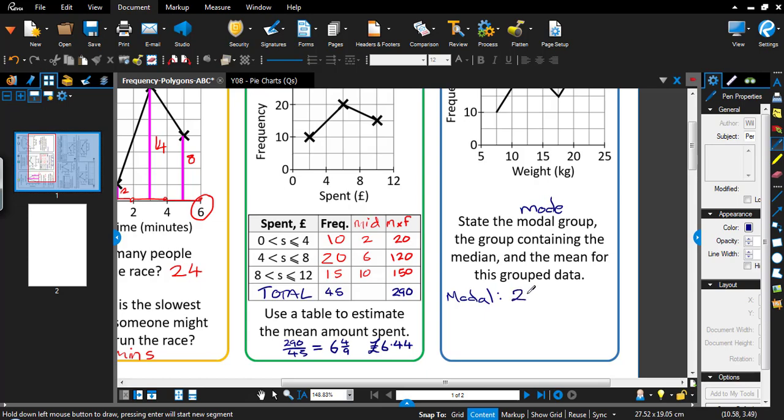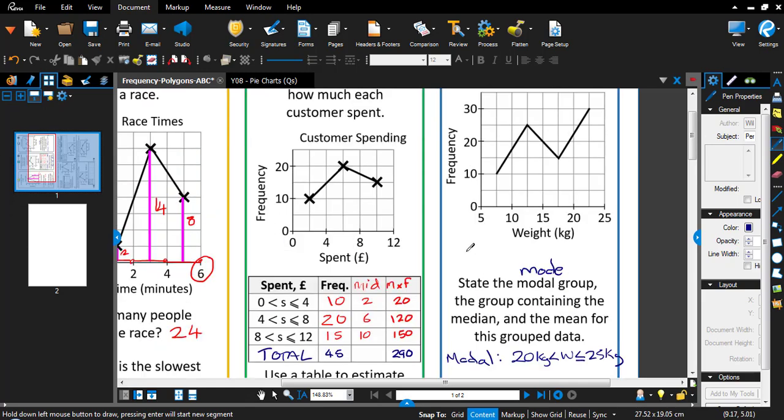So we can say 20, I guess we should put in kilograms, less than, well, we just call it W for weight, less than or equal to 25 kilograms. So it's strictly less than here, and less than or equal to here. Now we're looking for the median, excuse me. So we're looking for the median.